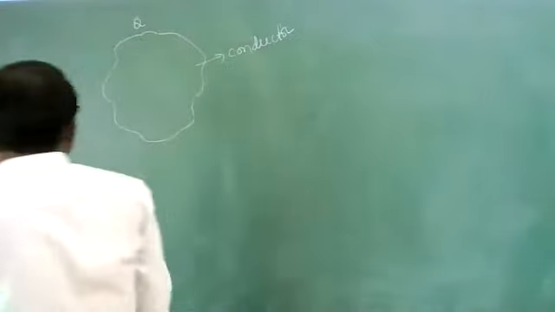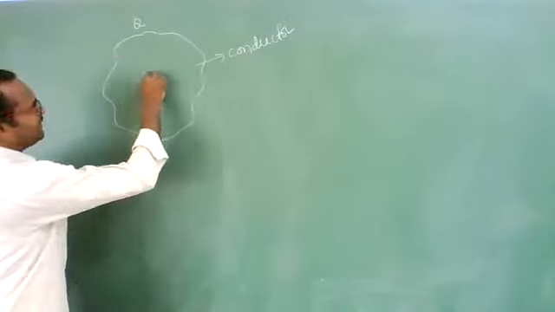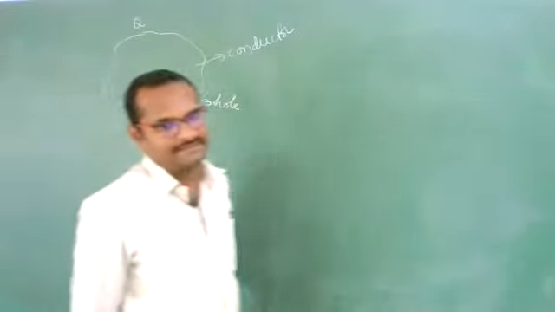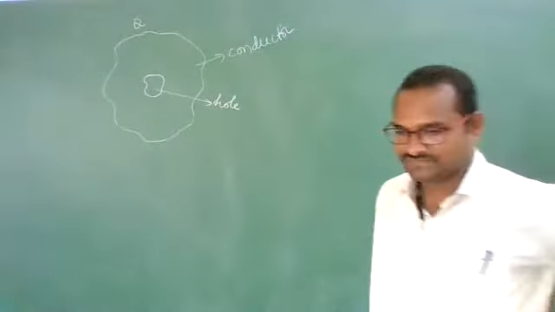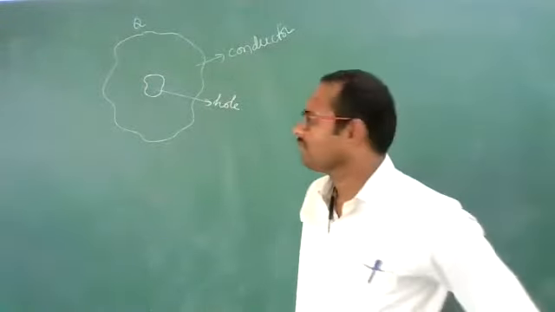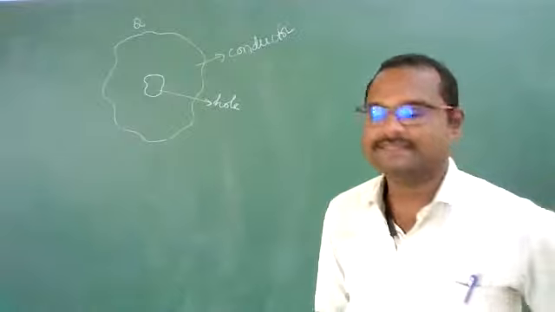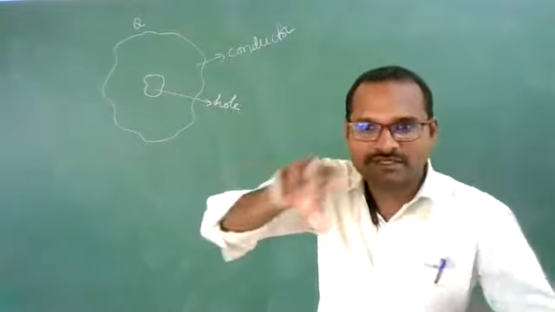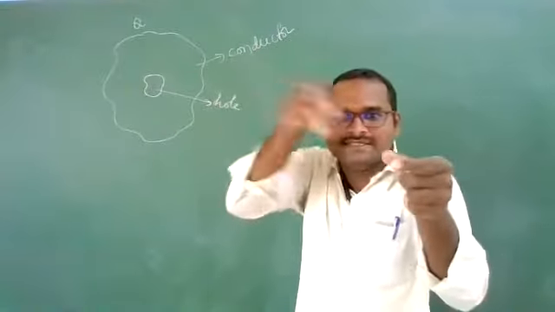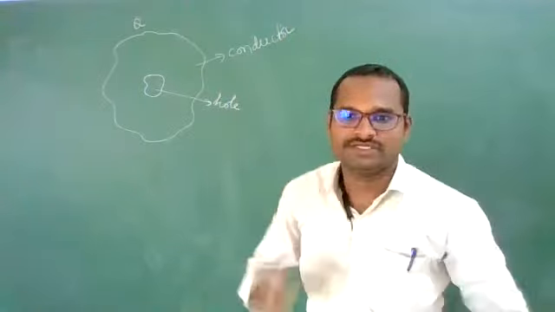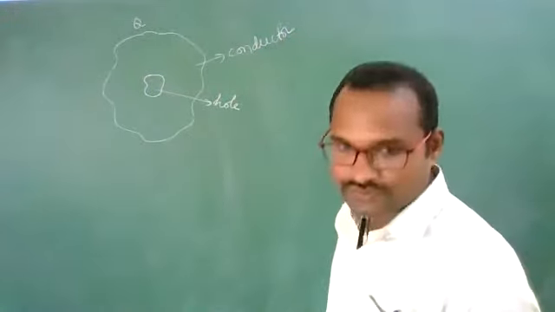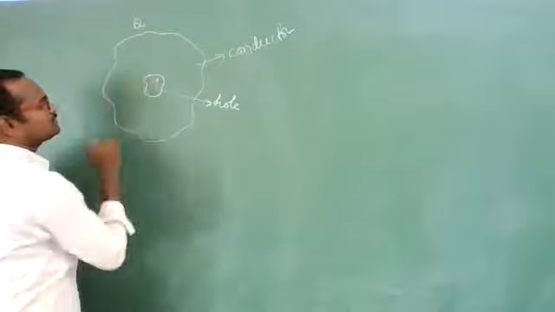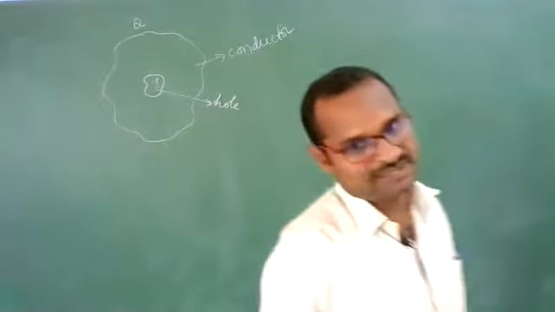Now, if a small cavity, a small hole, is made in that conductor, where will the charge be present? Imagine it like a ring: the hole inside, and the conducting material outside. Now where will the charge be present? Is there any charge inside here? We need to discuss this; this point is important.